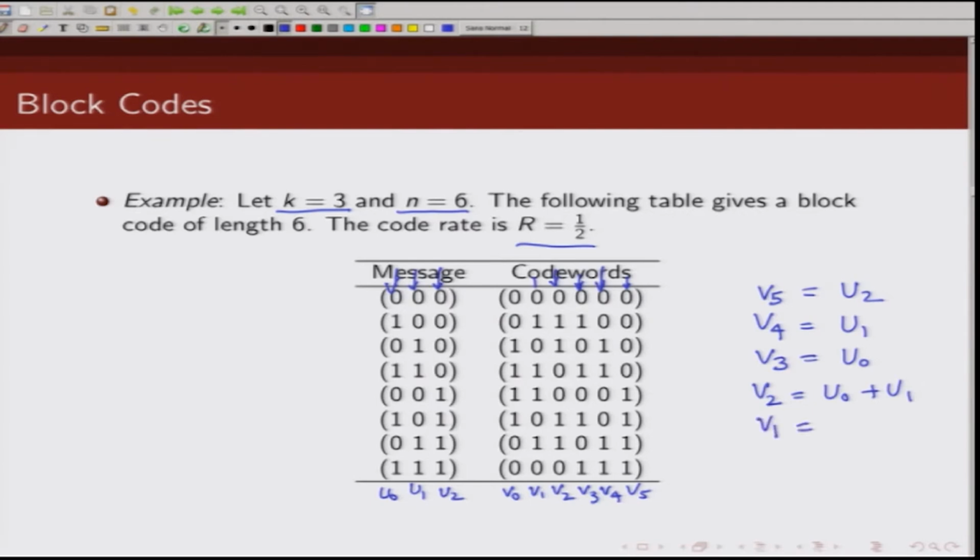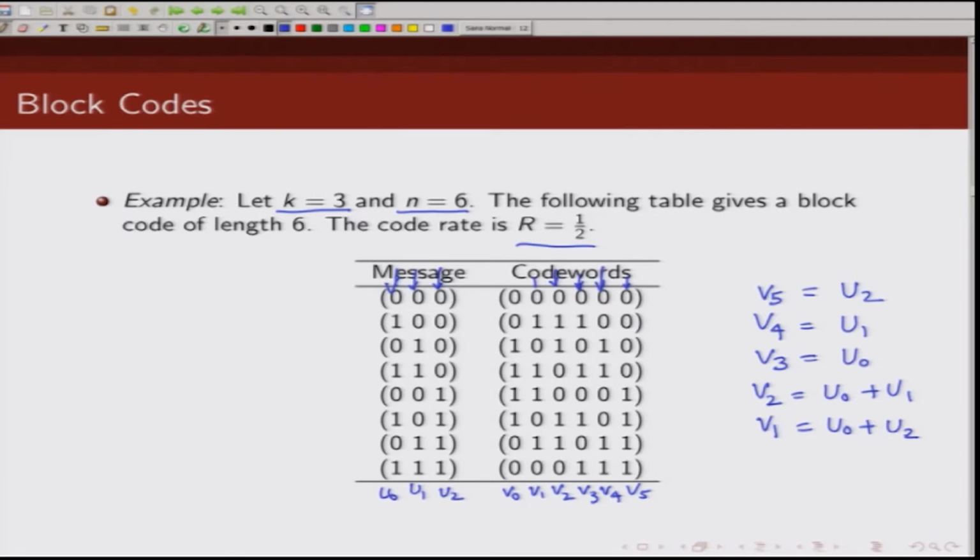If we look at these two, U0 plus U2, so 0 plus 0 is 0, 1 plus 0 is 1, 0, 0 plus 0 is 0, 1 plus 0 is 1, 0 plus 1 is 1, 1 plus 1 is 0, 0 plus 1 is 1, and 1 plus 1 is 0. So V1 is nothing but U0 plus U2.